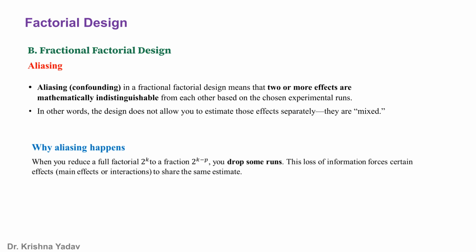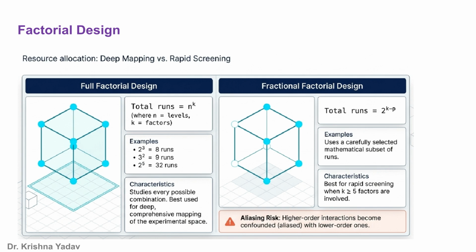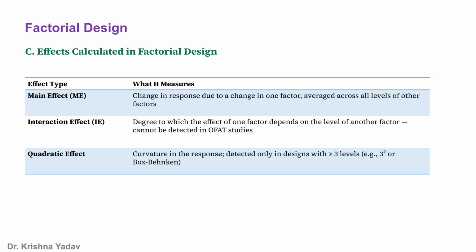Aliasing or confounding occurs when 2 or more effects are mathematically indistinguishable because the design doesn't allow for their separate estimation. This loss of information happens when you drop runs from the full factorial design. This image illustrates the concepts of resolution and alias structure in fractional factorial designs, which are key characteristics when designing and interpreting these experiments.